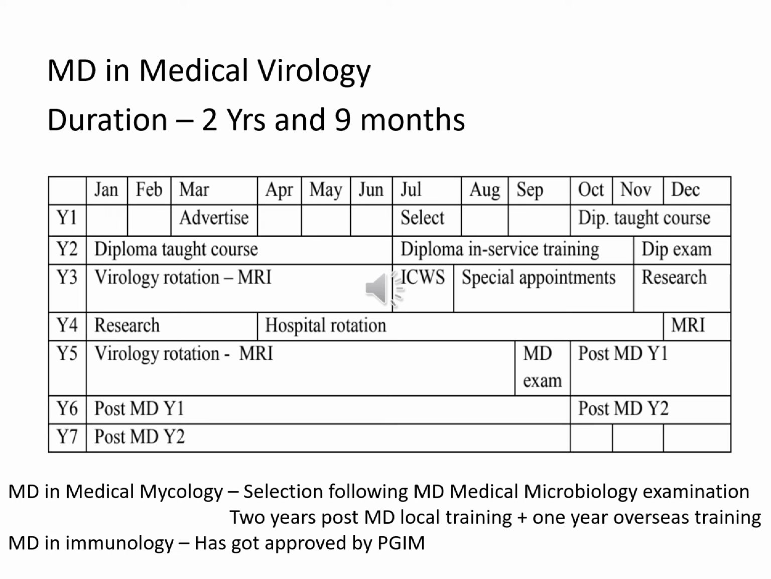And then only you can request for the board certification following completion of all these requirements. So basically, if you look at your career starting from this diploma in medical microbiology, getting MD in medical microbiology or MD in medical virology would consume something like 6 years.